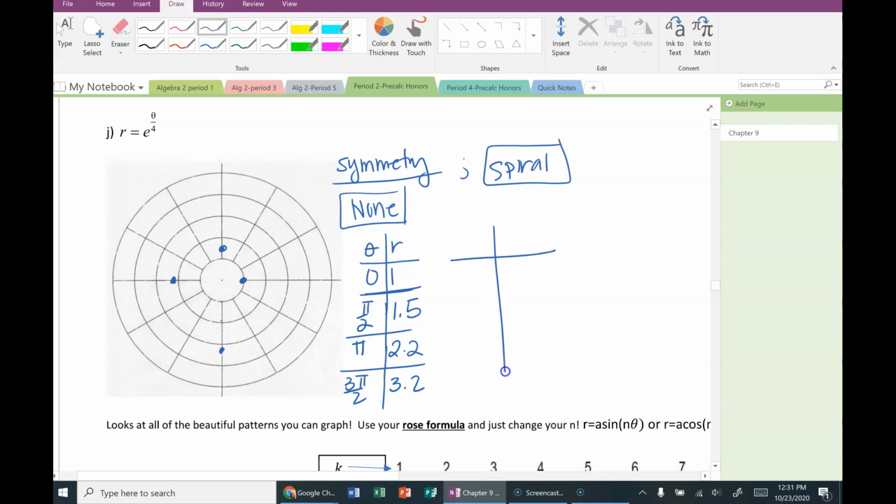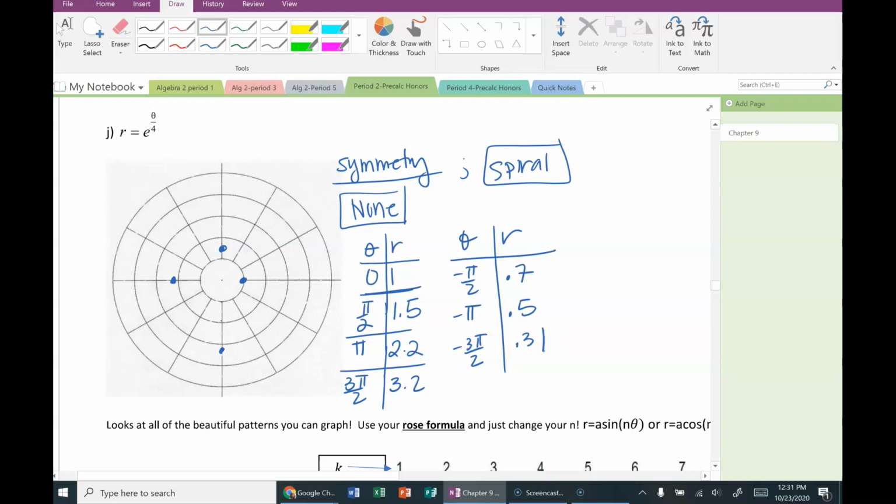I can also go negative, okay? If I go negative pi over 2, it's about 0.7. If I go negative pi, it's about 0.5. If I go negative 3 pi over 2, it's about 0.31. And again, I'm using a calculator here.